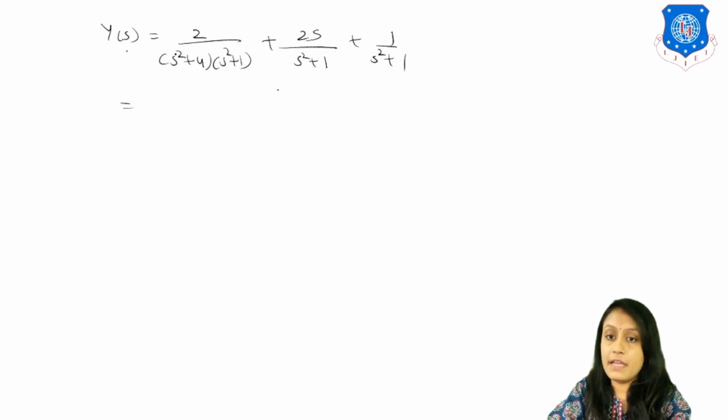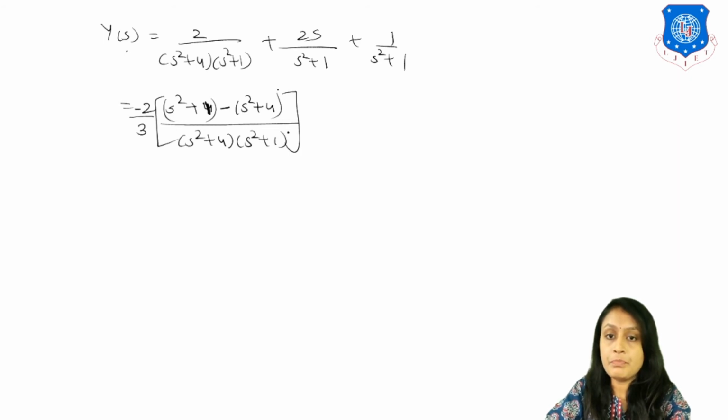Now we have to simplify this. We will not solve using partial fractions; we'll try to simplify as it is. So we can write it like this: (s square plus 1) minus (s square plus 4). If you write it like this, this s square will get cancelled, and 1 minus 4 gives you minus 3. So we'll multiply and divide by minus 3. And here we have (s square plus 4)(s square plus 1), plus 2s upon s square plus 1, plus 1 upon s square plus 1 as it is.